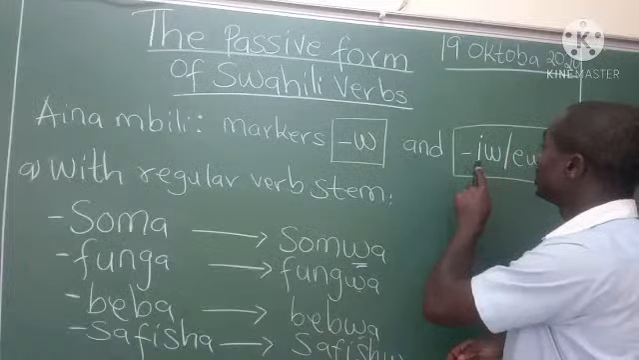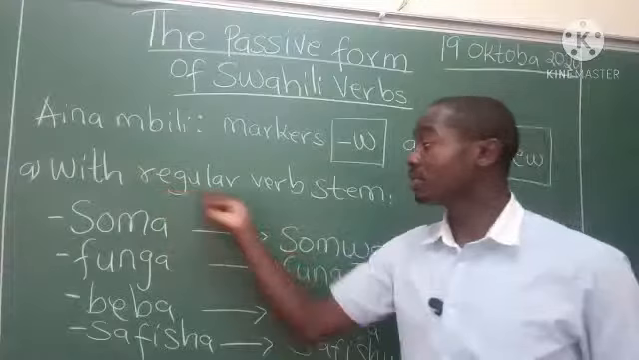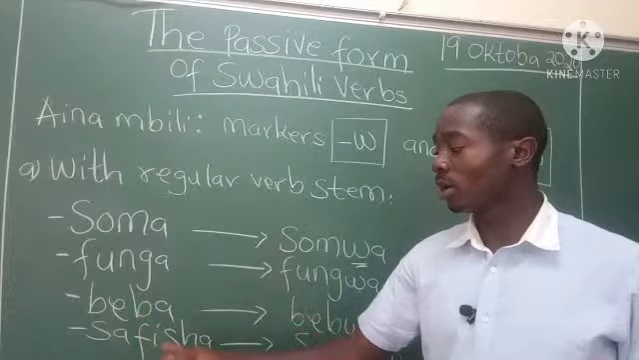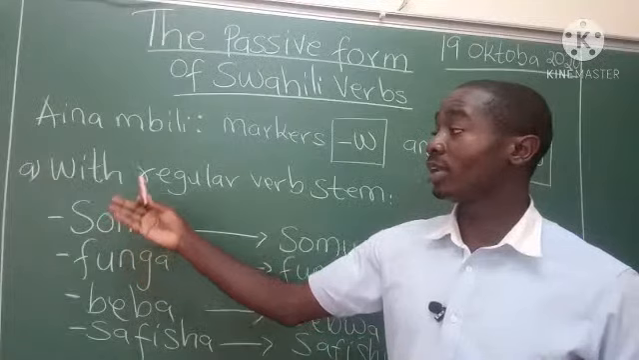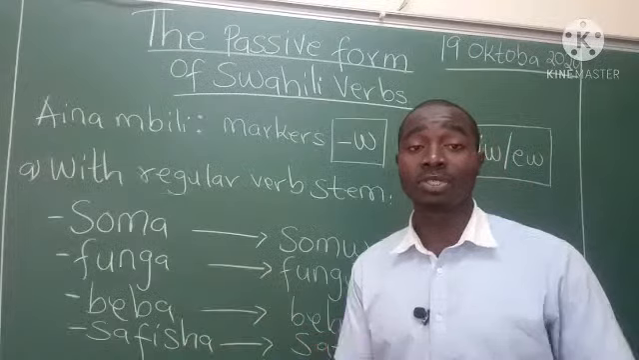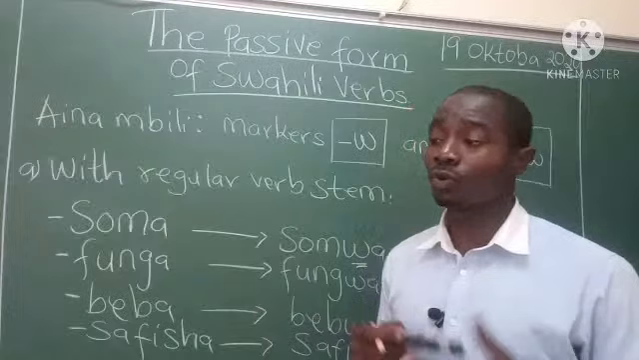You know, we have these regular verbs, and now we have the other ones that are irregular verbs, the ones that have an irregular verb stem. This one you can just see: soma, fungwa, bebwa. We have other ones that have an ending where, instead of this M, we have another consonant, like L, W, or Y. Those have irregular verb stems. And also the monosyllabic verb stems fall in that category, which we will be discussing in the next video.